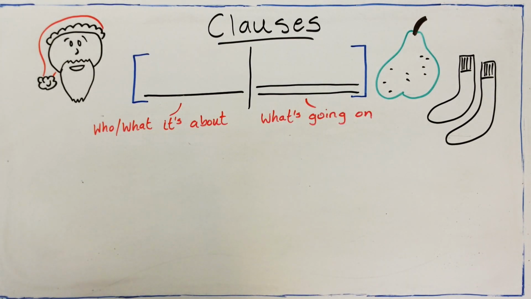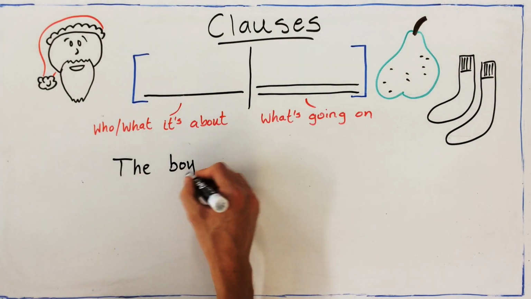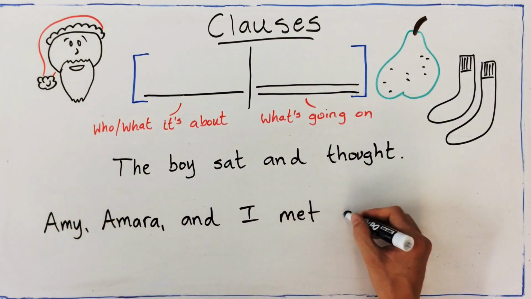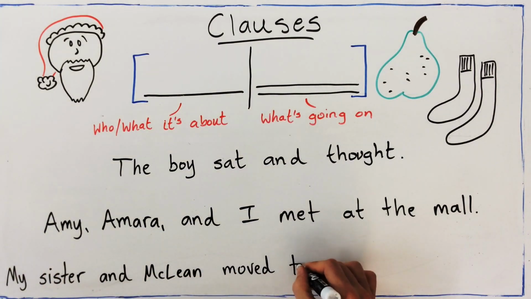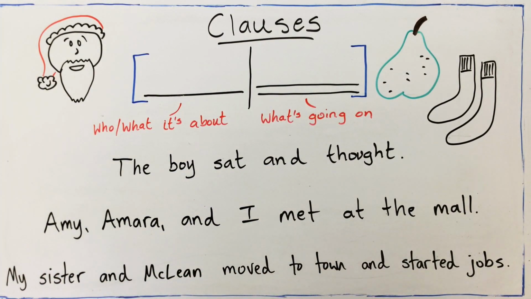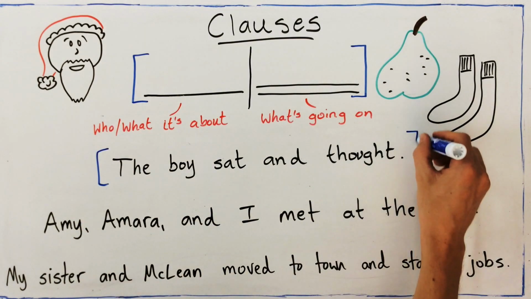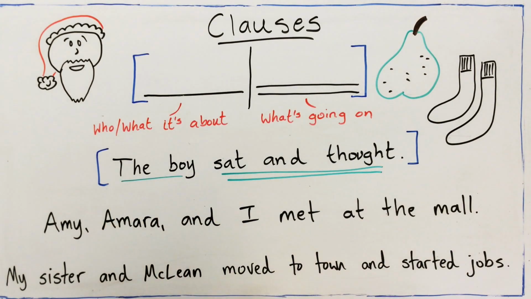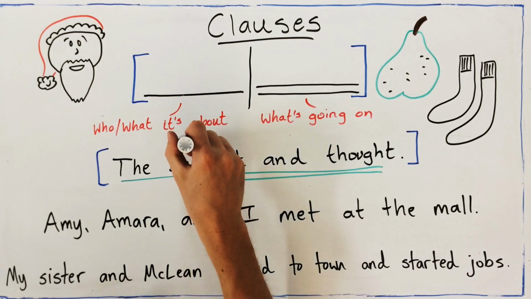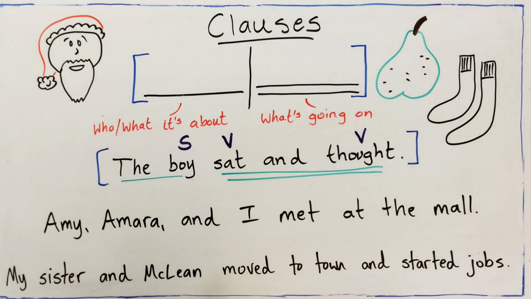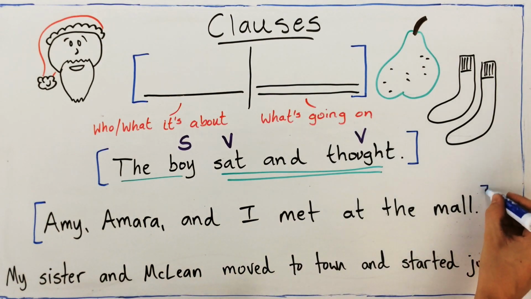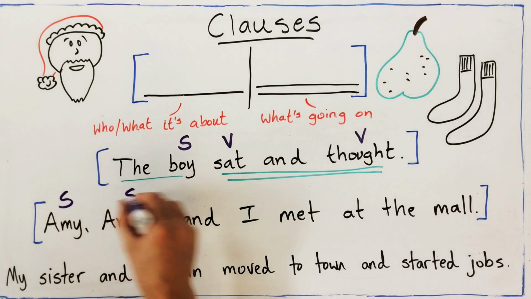Every sentence has at least one clause, which means every sentence has at least one complete subject and one complete predicate. Now, I say complete subjects and predicates because there are plenty of sentences with just one clause that have multiple simple subjects or multiple simple predicates. Take this first sentence. This sentence is a single clause because we have one complete subject, the boy, and one complete predicate, sat and thought. But we have two simple predicates that go with boy, who is the simple subject. Measuring clauses by complete subjects and predicates helps us not to get confused.